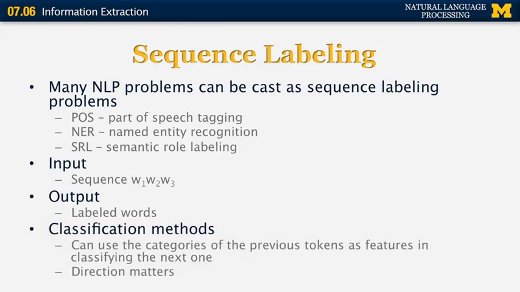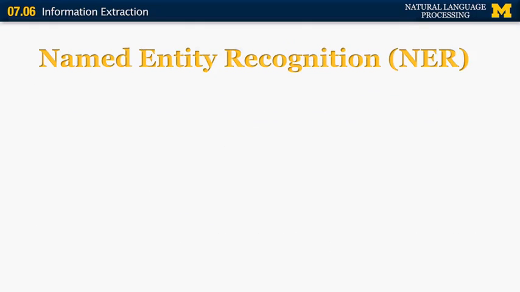So most of the time, people use classification methods for sequence labeling. So we can use the categories of the previous tokens as features when we classify the next one. And the direction matters. Sometimes it's better to do this left to right. In other cases, it may be better to do it right to left. And you can also do it bidirectionally, going both directions at the same time.